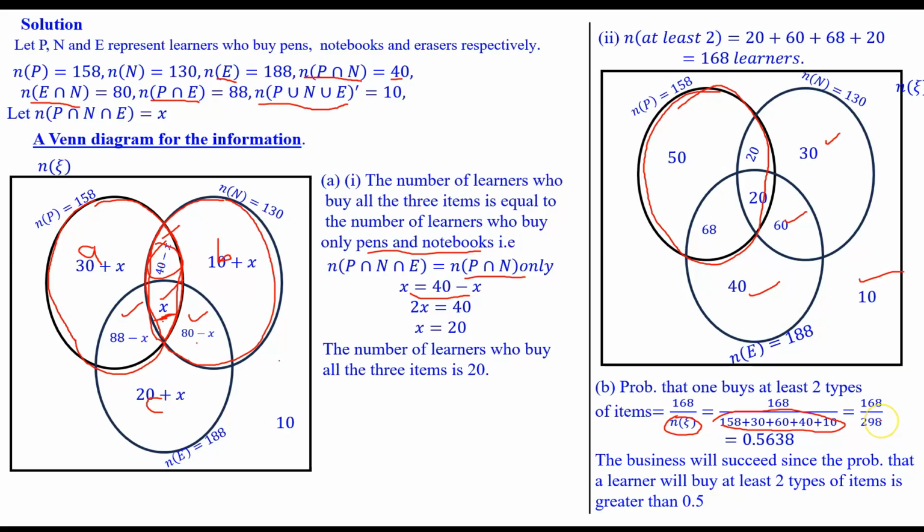You will need to express this as a decimal so that you can easily compare with the value provided in the scenario. So when you get 168 divided by 298, you get 0.5638, which is greater than 0.5. So we are going to conclude that Mukasa's business will succeed, since the probability that a learner will buy at least 2 types of items is greater than 0.5. So basically, that's how you conclude, and that marks the end of this item. Thank you.